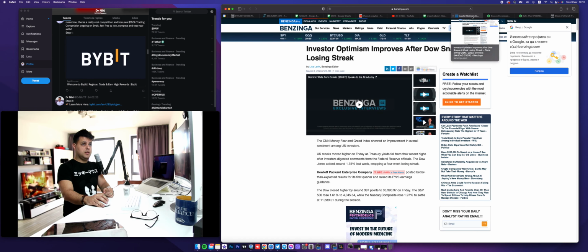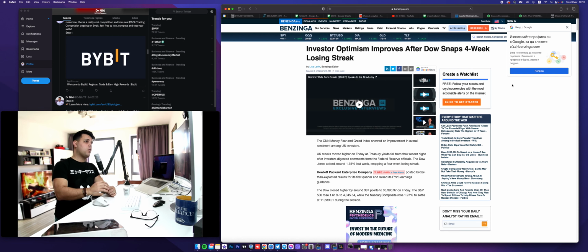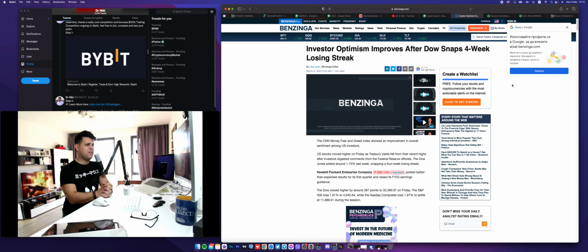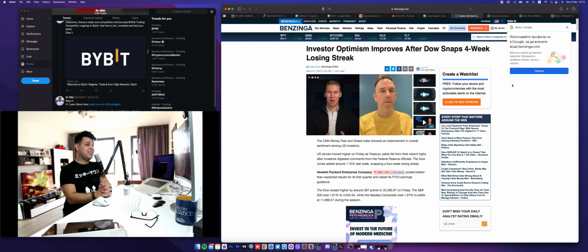Plus, investor optimism improves after Dow snaps 4-week losing streak. The CNN Money Fear and Greed Index showed an improvement in overall sentiment among U.S. investors. U.S. stocks moved higher on Friday as Treasury yields fell from their recent highs after investors digested comments from the Federal Reserve's officials. The Dow Jones added around 1.75% last week, snapping a 4-week losing streak.